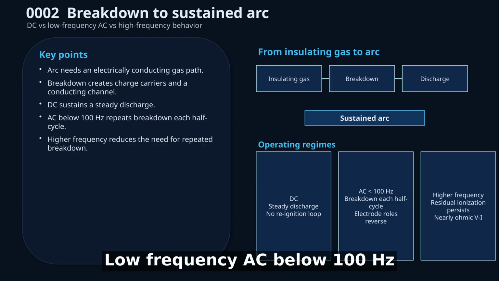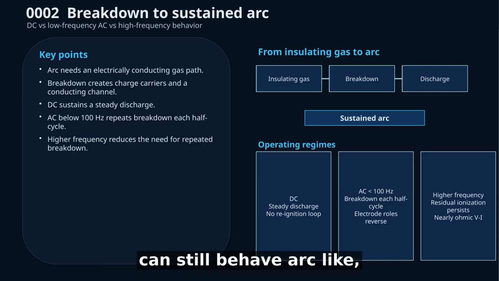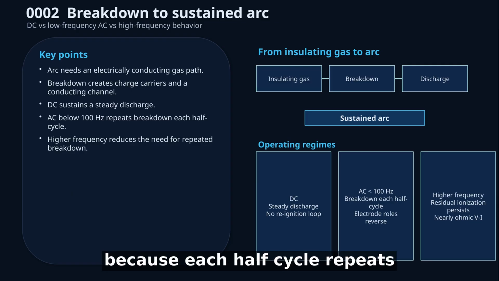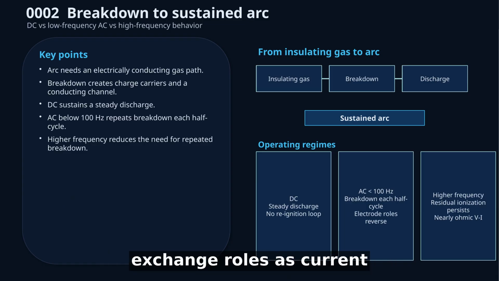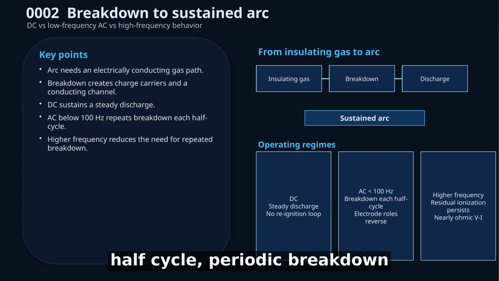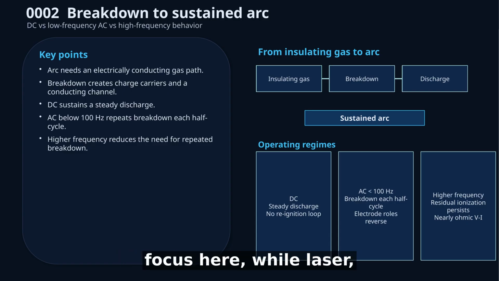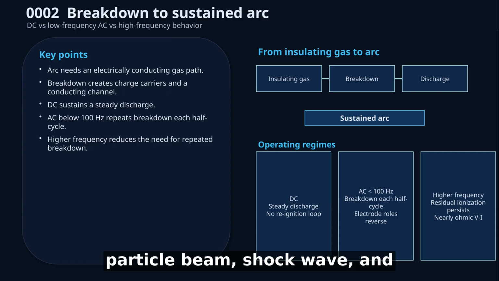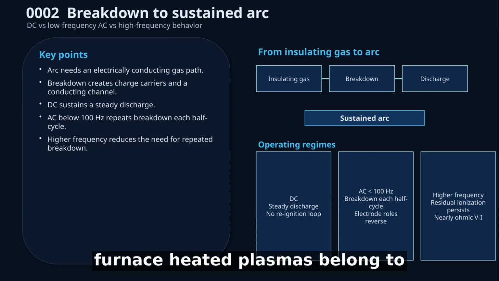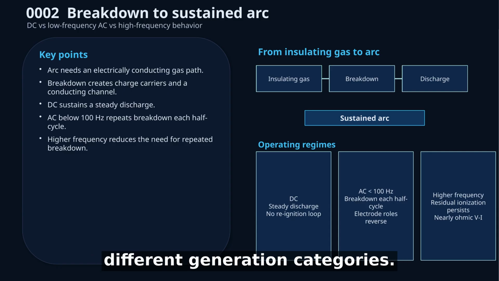Low-frequency AC below 100 Hz can still behave arc-like, because each half-cycle repeats breakdown and the electrodes exchange roles as current reverses. At higher frequency, ionization does not fully disperse each half-cycle. Periodic breakdown becomes unnecessary, and the voltage-current characteristic becomes nearly ohmic. Electrical discharges are the focus here, while laser, particle beam, shock wave, and furnace-heated plasmas belong to different generation categories.